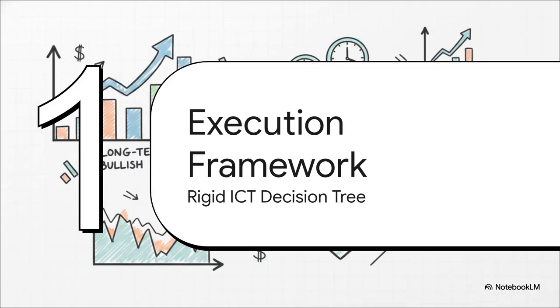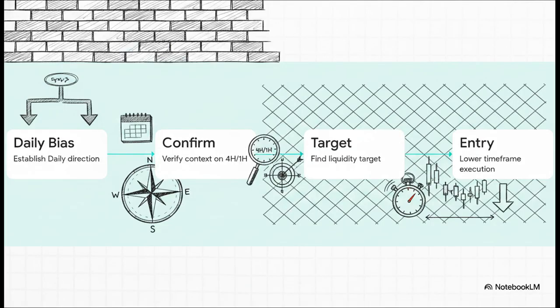To survive this constant psychological trap, we need a professional execution framework, a rigid decision tree to keep us grounded. Think of this as your firewall against retail impulsivity. You absolutely cannot look at step 4 until steps 1 through 3 are locked in. Define your daily bias first, confirm it on the 4-hour, locate your specific liquidity target, and only then do you allow yourself to drop to a lower time frame to execute. Following this rigid order is completely non-negotiable.